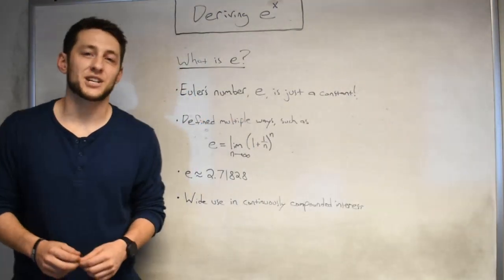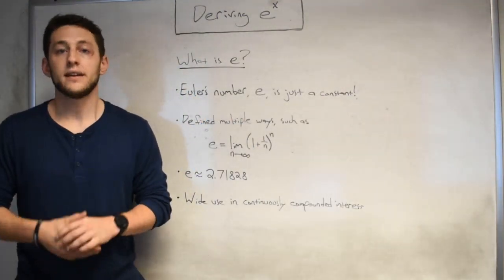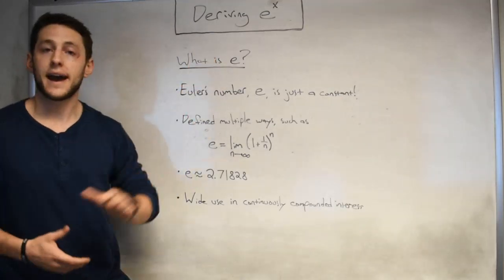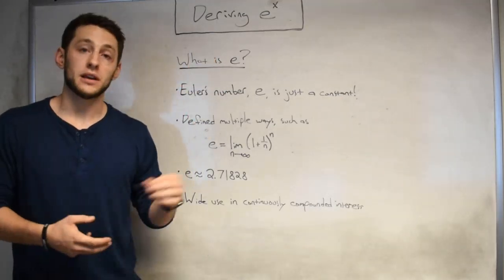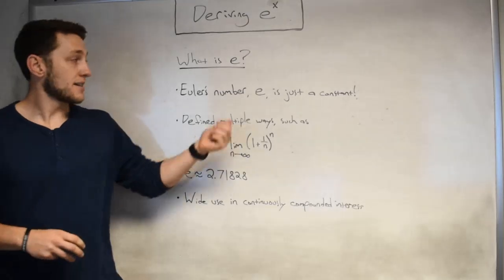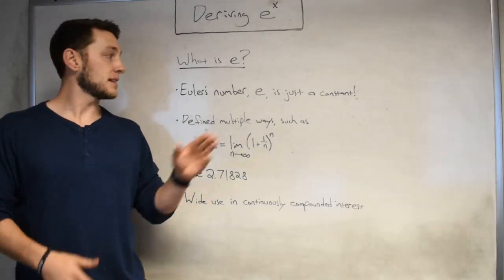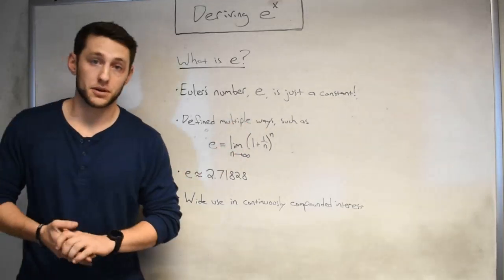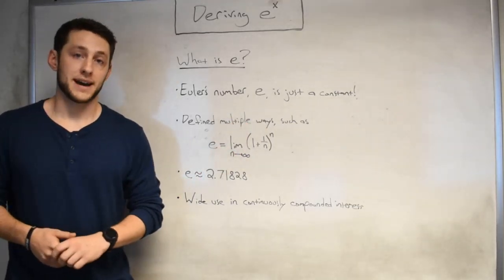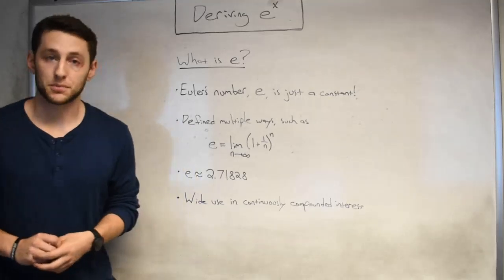Before we get into actually deriving the function e to the x, it pays to know what e actually is. Now, e, known as Euler's number, is just a constant. So in our class, whenever you see an e, think about a fancy number kind of along the same order as pi. Now e can be defined in multiple ways.